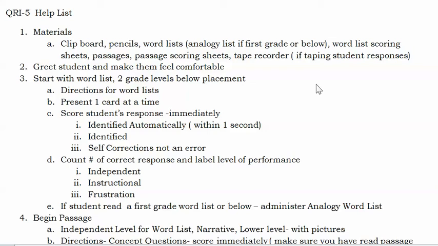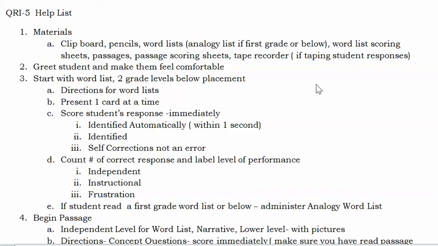Self-corrections are not considered an error for me. If they self-corrected, that means that they do know it, but they don't know it necessarily as automatic as they should, and it would be an area that I would recommend that we work on. You count the number of correct responses, and then you label the level of performance as indicated on the bottom of the sheet: independent, instructional, or frustration.